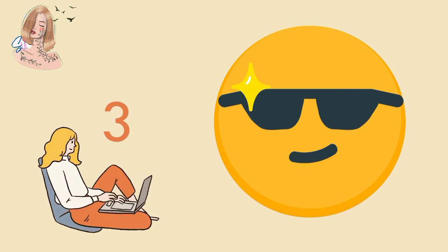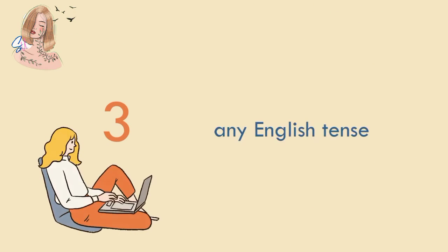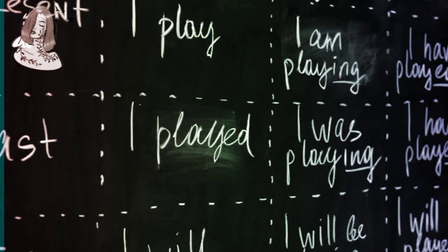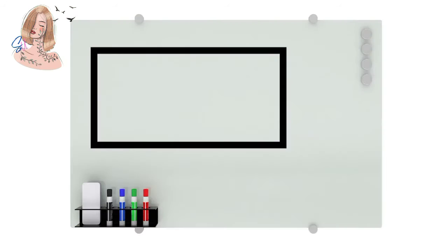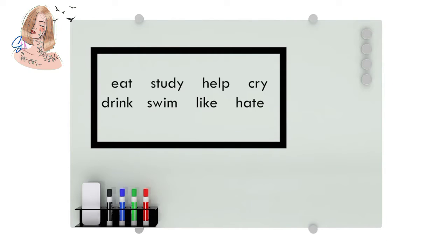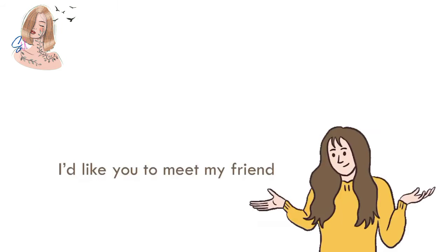The last game is perfect to revise any tense in English or any grammar lesson you find applicable. After teaching the intended tense, let's say simple past, draw a box on the board and ask the students to name some verbs. Choose at least 8 verbs.